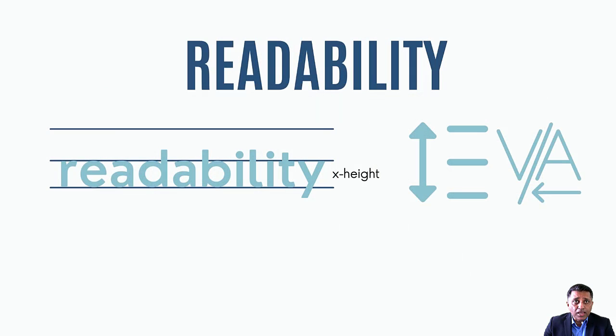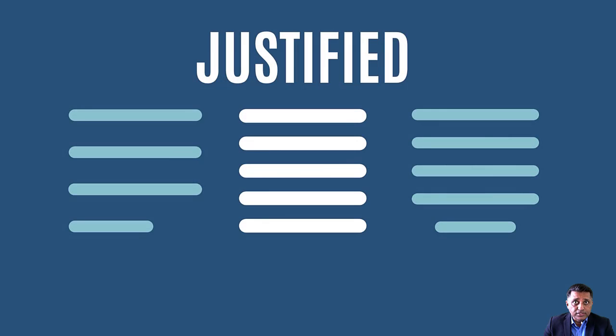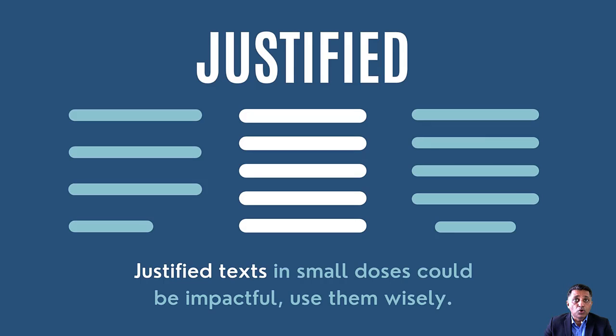Readability is one of the main purposes of typography. If you're using smaller text, then use fonts that have decent X heights and use good spacing to optimize the readability of that text. Look at it from the perspective of your reader and make it easy for them to consume the text and by extension for you to achieve your objective in communication. Always think hard about using fully justified text. In small doses, it could be impactful.